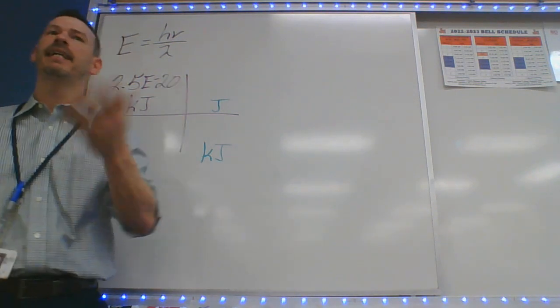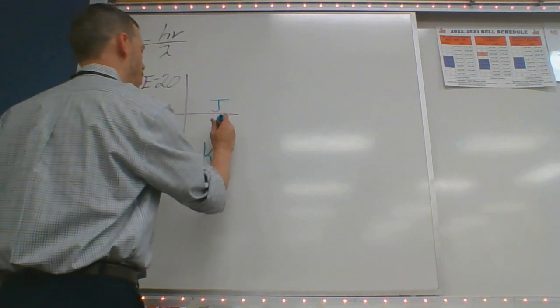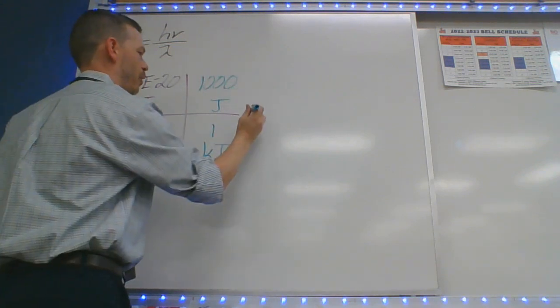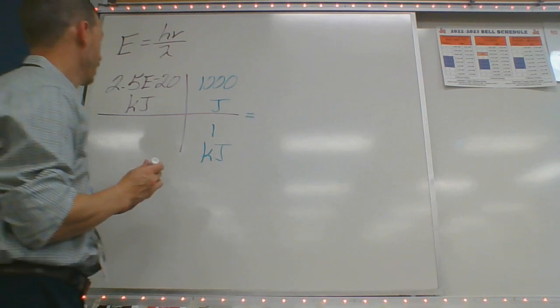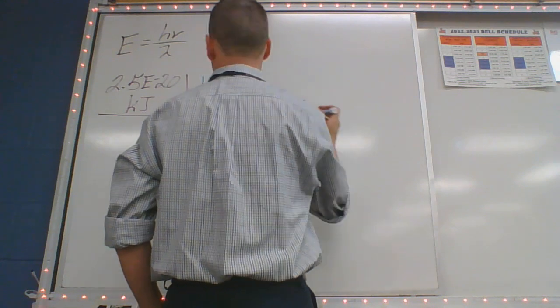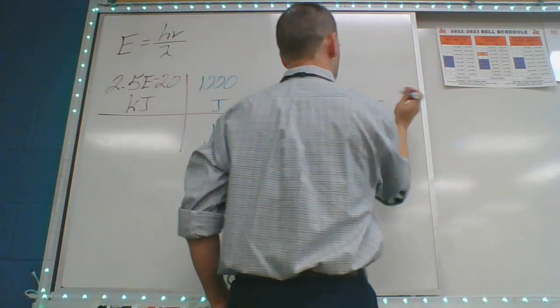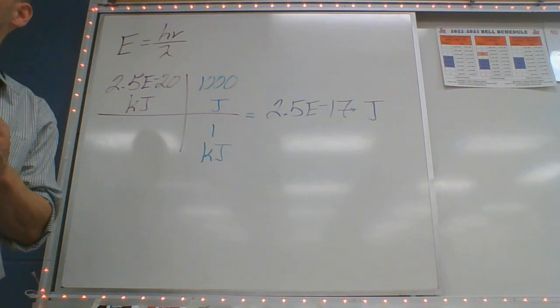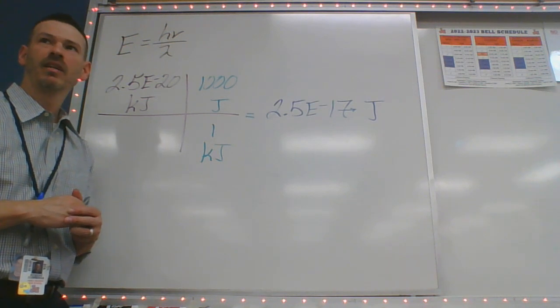And now we need conversion factors. And again, look at your screen. I gave them to you, even though you're supposed to know. But on your screen, it says that one of those is 1,000 of those. And I get 1,000 joules that can go into the equation. Yes.